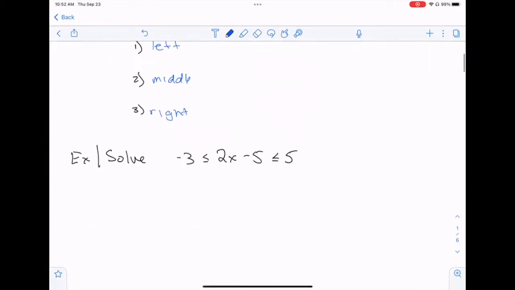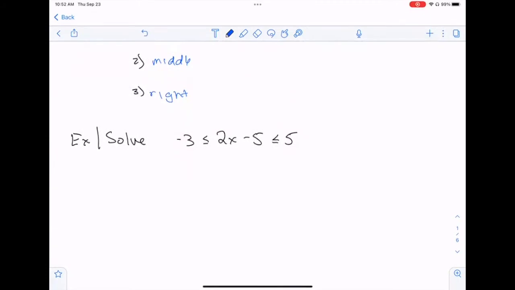So for example, we want to solve the inequality -3 is less than or equal to 2x minus 5 is less than or equal to 5. When we set this up, we're going to solve for x, taking our cues from what's happening to x in the middle. So I want to add 5, but I have to add 5 everywhere. I get 2 is less than or equal to 2x is less than or equal to 10.